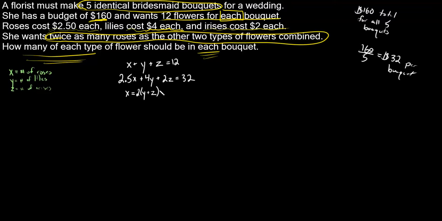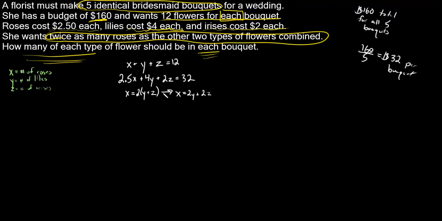So that's the way this equation comes out. These are 3 equations, and I'm going to clean this one up a little bit and make it x is equal to 2y plus 2z. I've distributed that 2 to make it a little nicer. Now I can find how many of each type of flower are going to be in each bouquet.